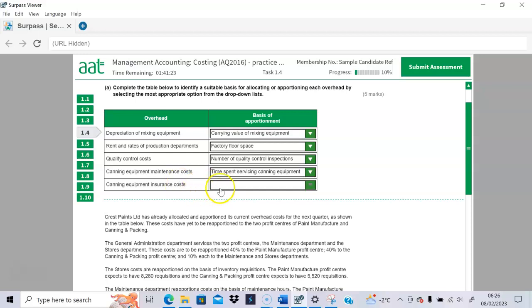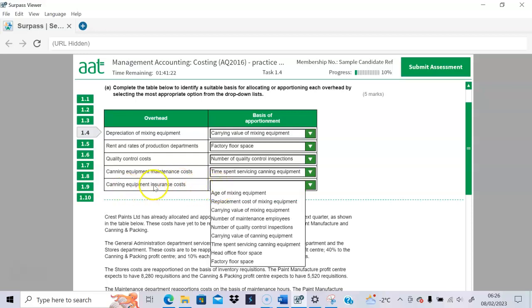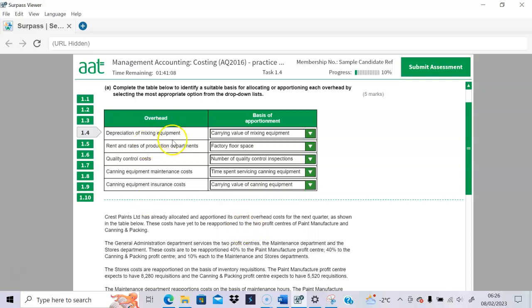And then with insurance, you could argue that insurance companies would say that the more expensive a machine is, the more insurance it will need. And so the best answer here will really be the carrying value. I thought this was slightly tricky.